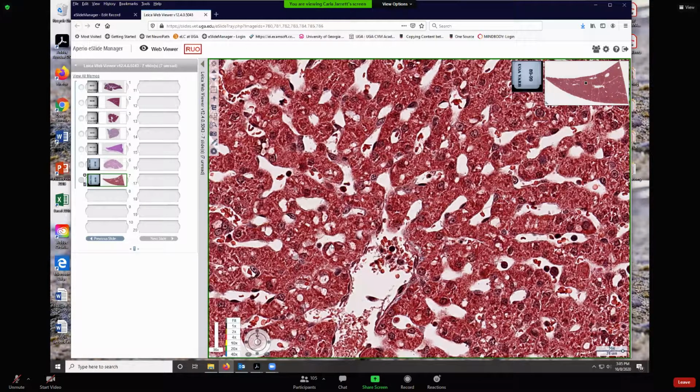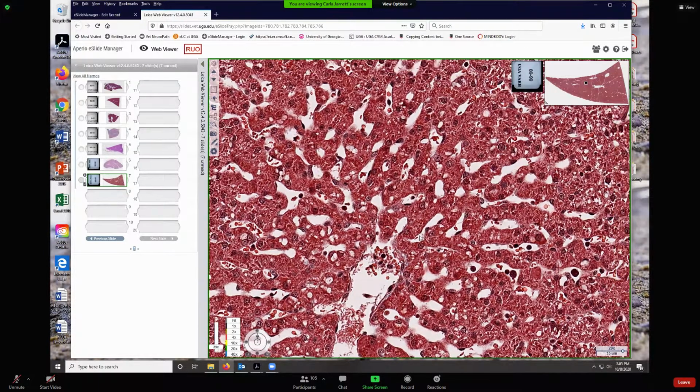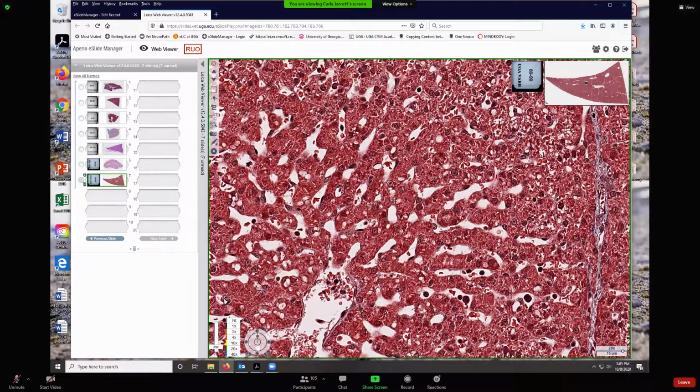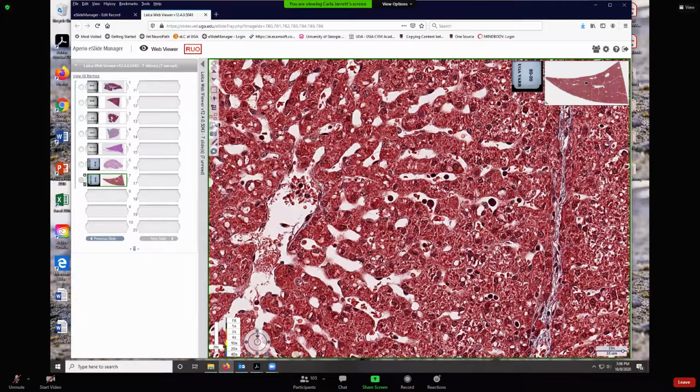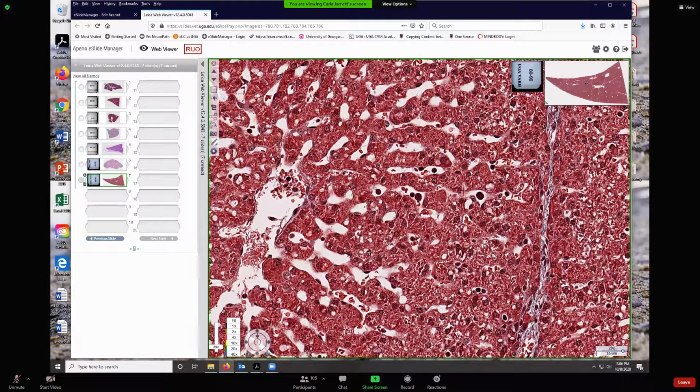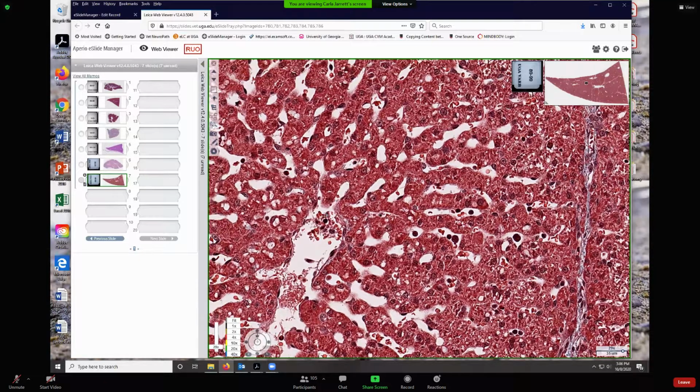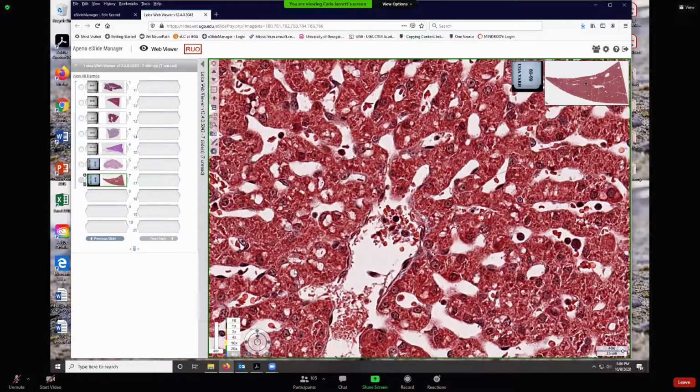Okay, so that's a couple of staining characteristics that you can distinguish with a light microscope in these hepatocytes. Again, the grainy glycogen storage spaces, and then the more spherical and larger lipid storage spaces that are closer to the central vein.